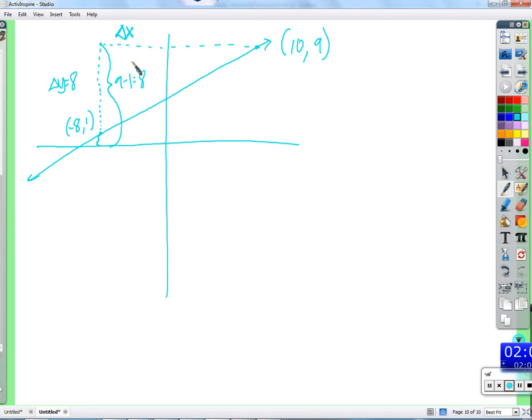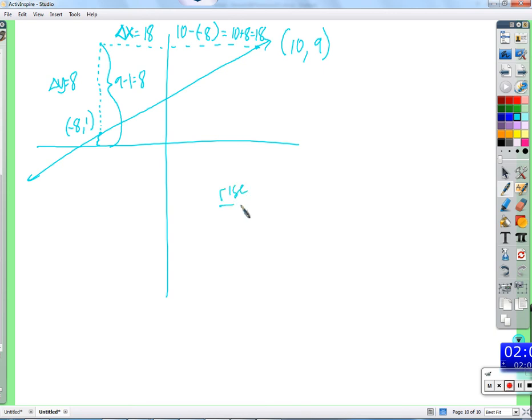Here in this case, we did 9 minus 1 and got the vertical change, the change in y. Can we just do the same thing? Like we did 9 minus 1, can we do 10 minus negative 8? Yeah, it turns out we can. 10 minus negative 8 is 10 plus 8, which is 18. And then rise over run is 8 over 18, which is 4 over 9. There we go.